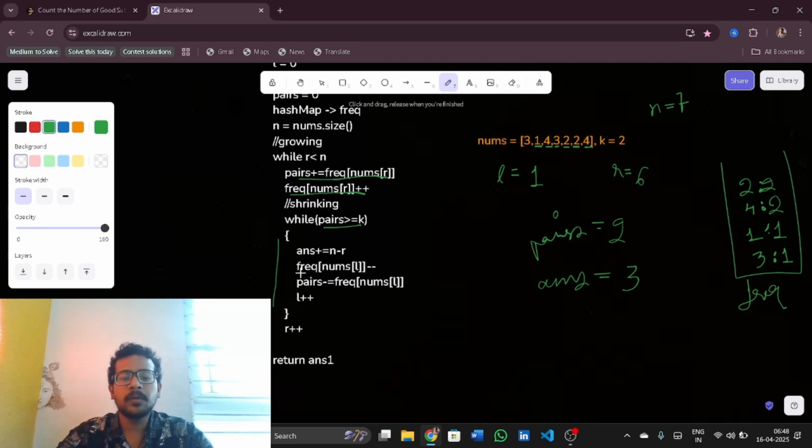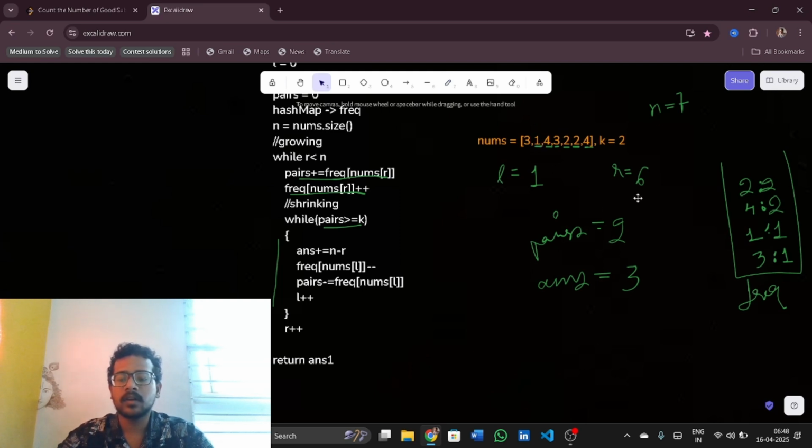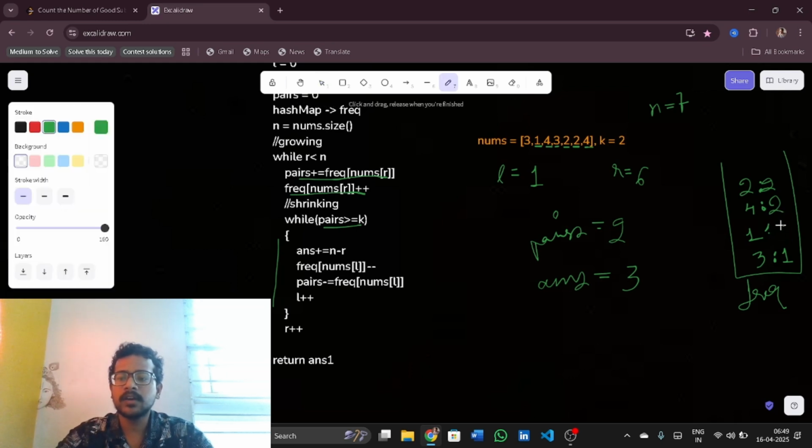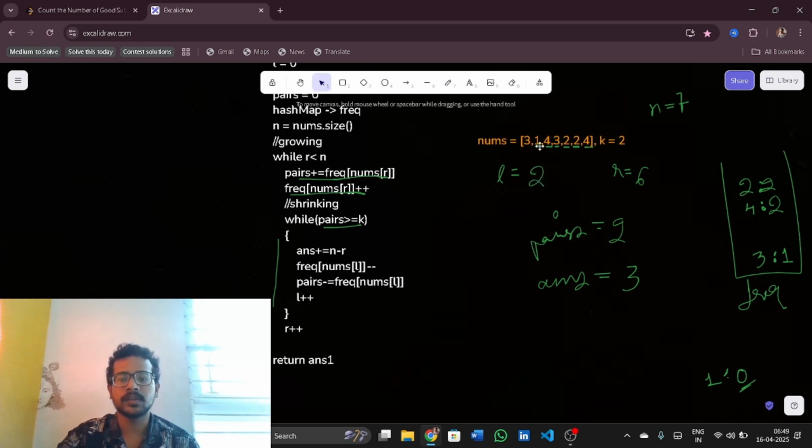Now, I have frequency of nums of L minus minus. That means I am decrementing the frequency of 1 by 1. Then I'll get 0. So simply let me erase it. Even if I don't erase, there is no problem. Now, pairs minus is equal to frequency of nums of L. There is no decrement, right? It is just 0. So pairs are just 2. Okay. Now L plus plus. So L is becoming 2 now. Let me remove this. Okay.